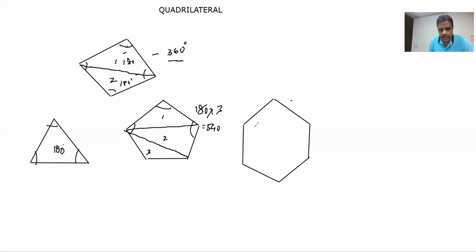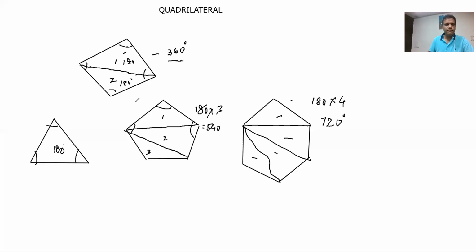Now let's see for the hexagon. Can we do the same? Yes. Let's draw the triangles. 1, 2, 3. Sorry for the curved line, but how many triangles can be done? 1, 2, 3, and 4. Each triangle is 180 degree. How many triangles? 4. What is the total sum of the angles? 720, right?